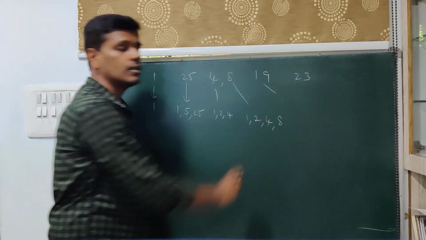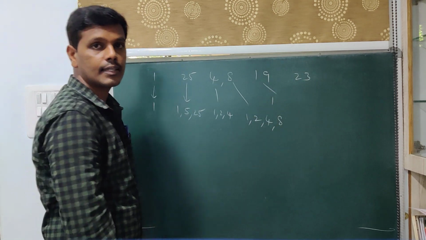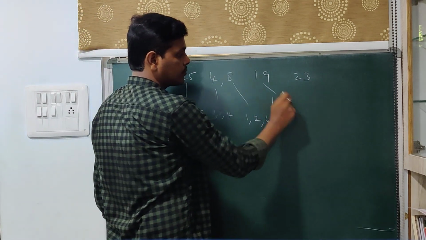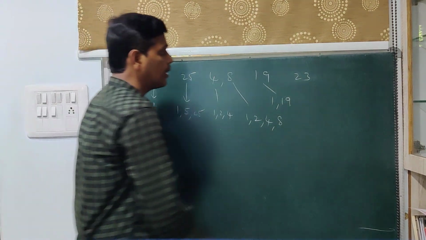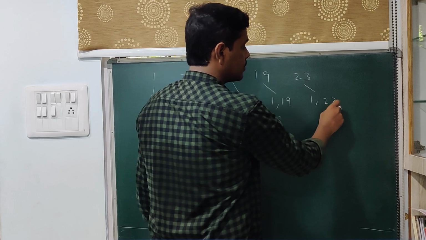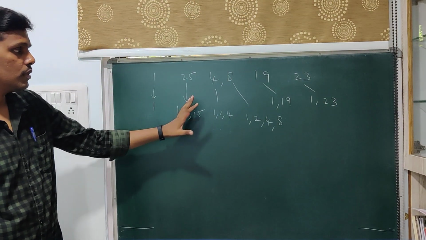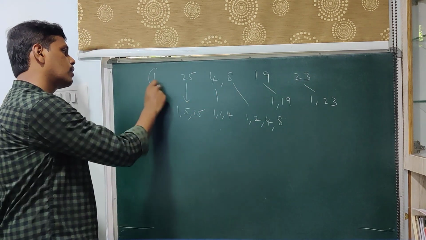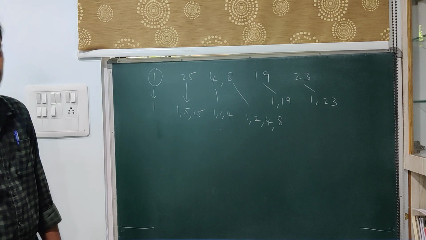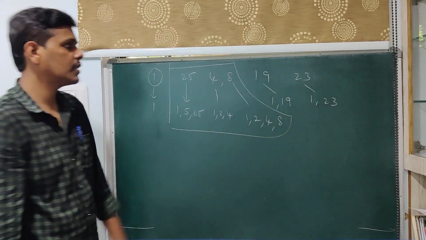Now what are the factors for 19? 1 divides 19, and 19 divides 19. So there are no other factors except 1 and 19. It is the same with 23: 1 and 23. So these are the lists of factors for each of the numbers I have written. Now look into this. For 1 you have only one factor. Now let us consider these other numbers as a separate case.